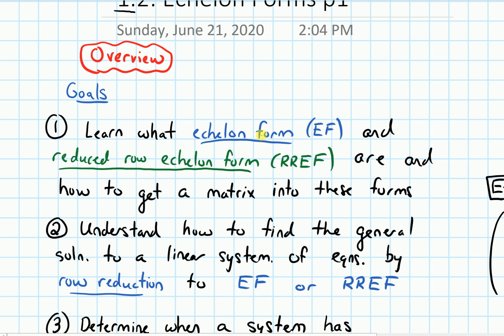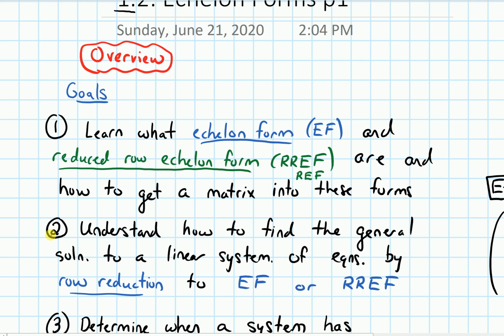So the echelon form, I'll call it EF. The reduced row echelon form, I'll call it RREF. Sometimes, to make that even shorter, I'll just call it REF for reduced echelon form. Okay, so we'll talk about what those are and how to get a matrix into those forms.